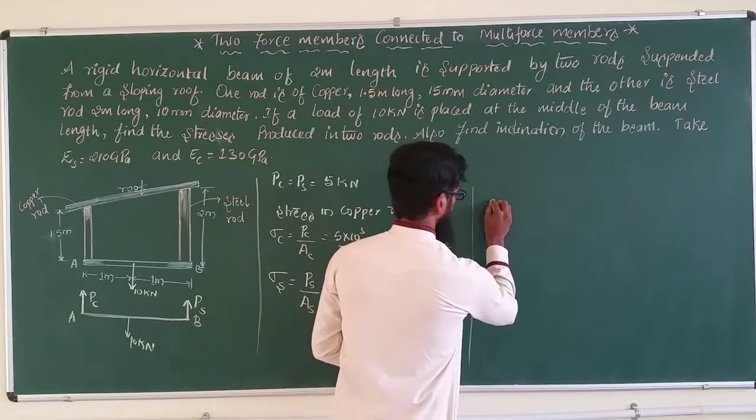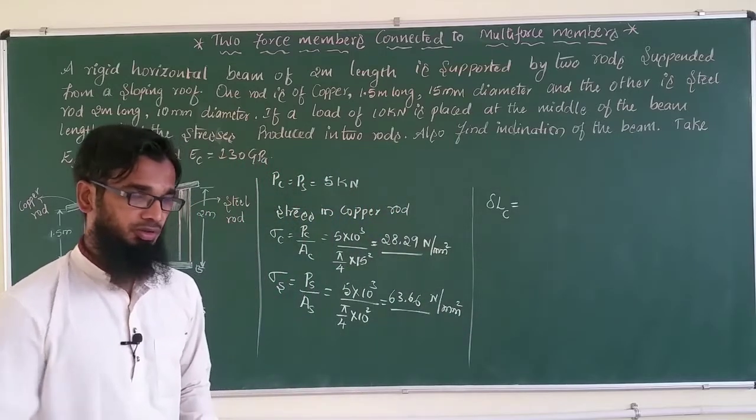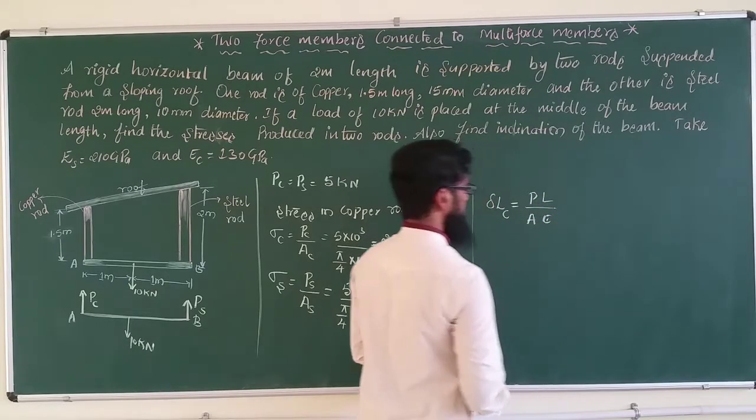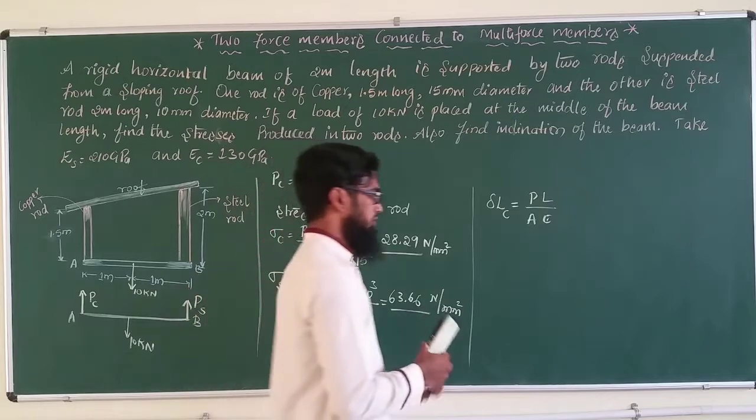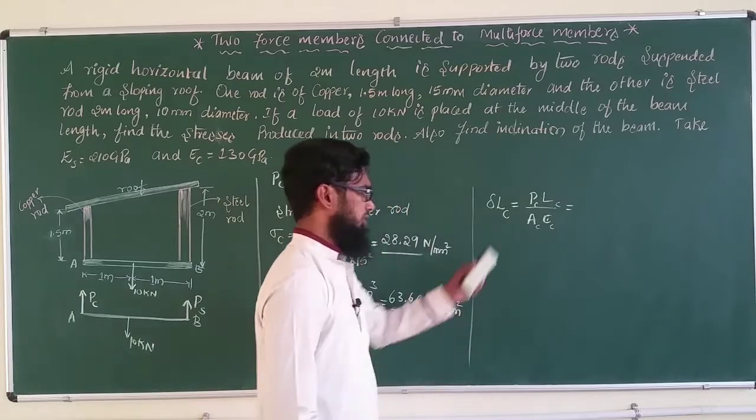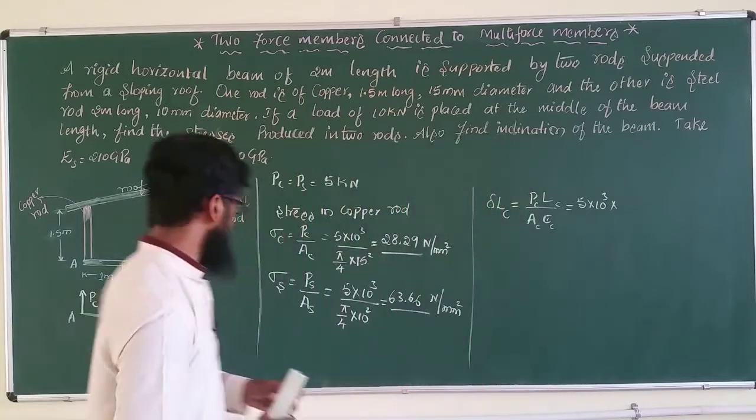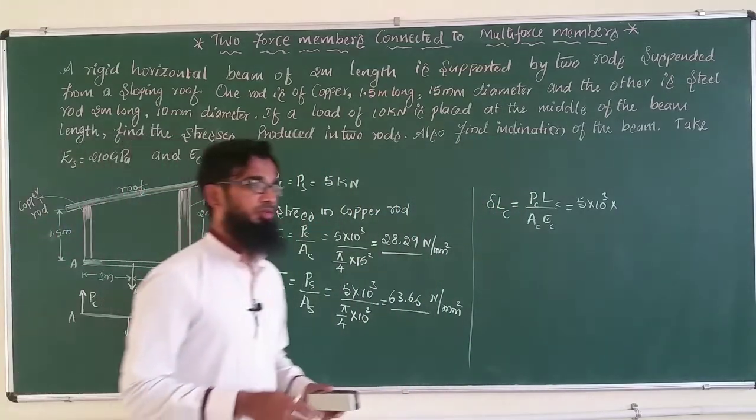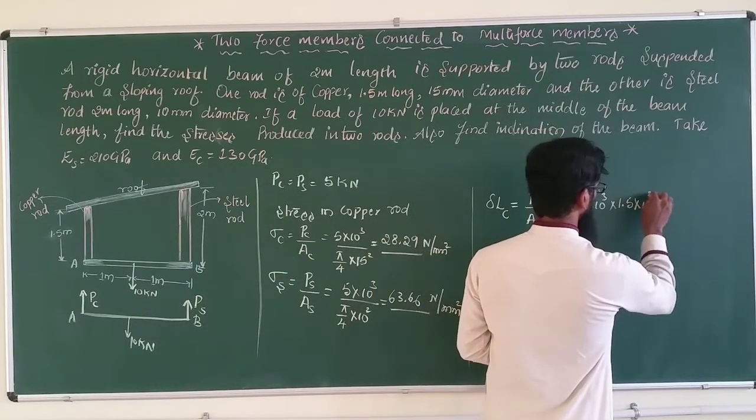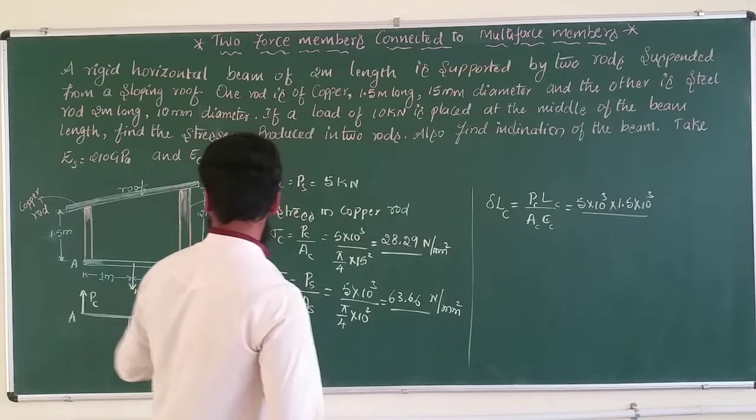So delta L copper I can take here. What will be the change in length in the copper? The formula is PL by AE. So P means I need to take the copper here. Now the load in the copper is 5 into 10 power 3. The length of the copper is 1.5 meter. I will take it in terms of mm, so that I can write in terms of Newton per mm square. So this is 1.5 into 10 power 3 mm.